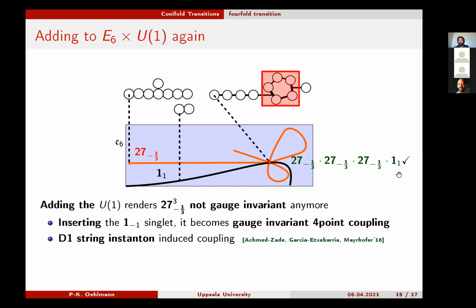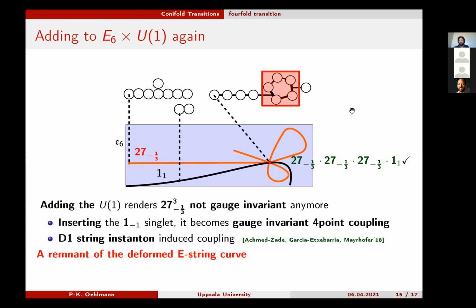But it's not a 3-point coupling, but a 4-point coupling. And so this is, of course, all consistent. And these models, and actually exactly this model, has been considered in this work, where it was analyzed that these specific codimension 3 couplings are generated by D1 string instantons.